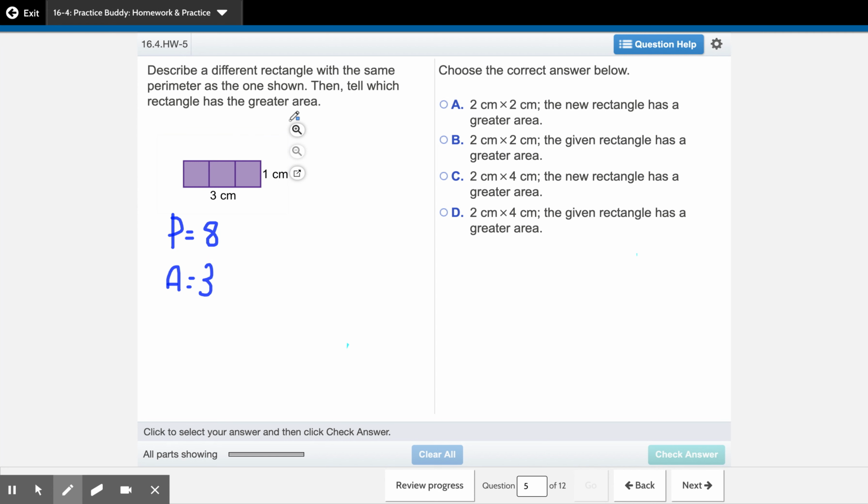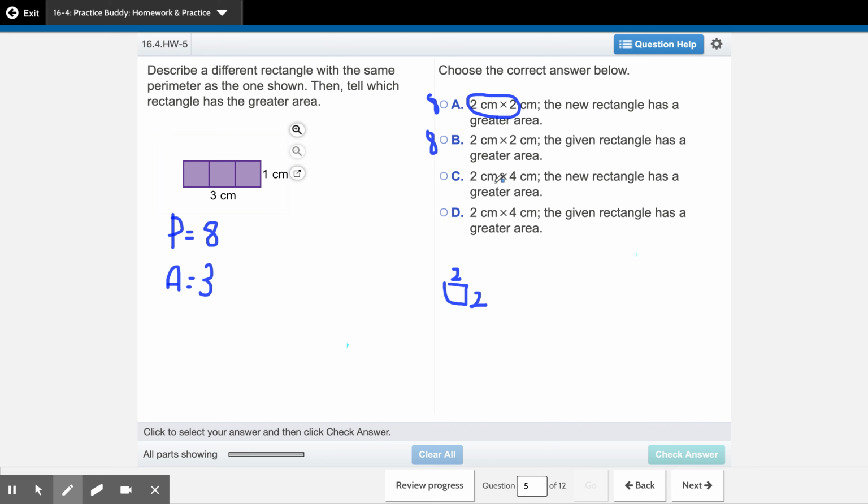So the first thing I need to do is I'm finding one with the same perimeter. So these numbers, when I add them up, need to equal this 8. So a 2 by 2 centimeter rectangle is going to be 2 and 2, which means we're going to add these two numbers together. And then we are going to double that, or we're going to add it again. So 2 plus 2 equals 4, and 4 plus 4 equals 8. So this one does equal 8. This means this one's going to equal 8.